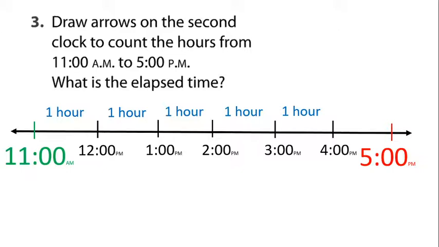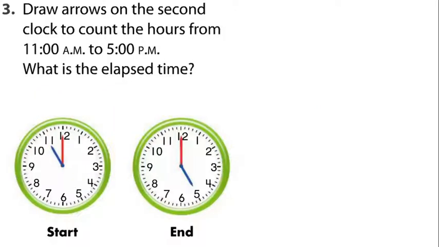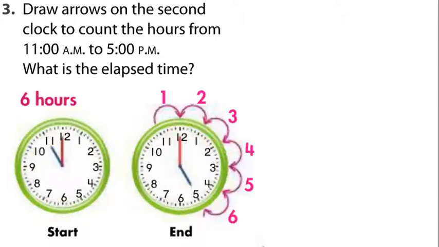And from 4 o'clock p.m. to 5 o'clock p.m., the last hour has passed. When we add all the hours that have passed together, the elapsed time will be 6 hours. And I will get the same answer when I draw the arrows on the second clock from 11 to 5.